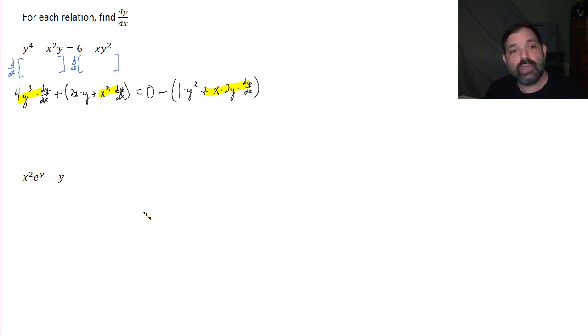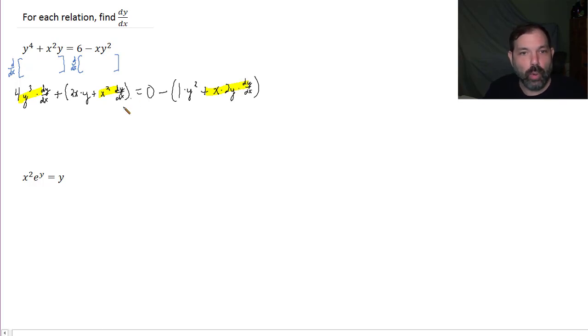So what I'm going to do is get all the terms that have dy dx on one side of the equation, everything else on the other side, and then I can use some factoring to solve for dy dx. All right, so let's see. I'm going to bring everything with the dy dx to the left-hand side of the equation. 4y cubed dy dx plus x squared dy dx.